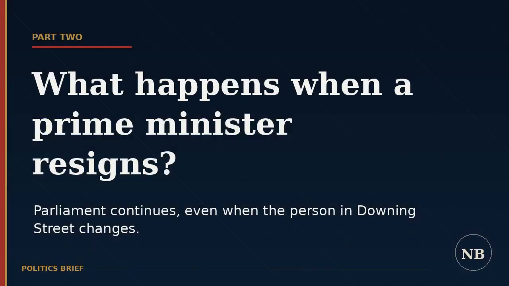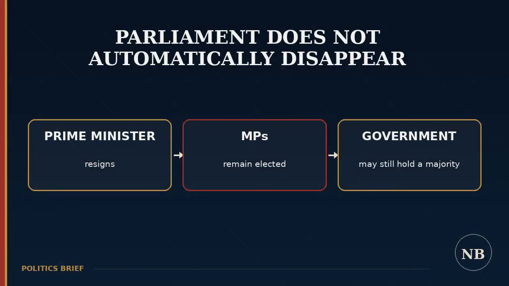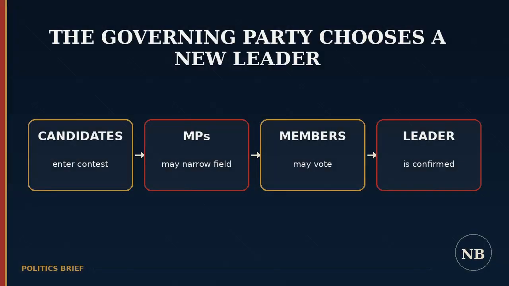MPs may narrow the field of candidates. Party members may then vote. In some circumstances, only one candidate remains and becomes leader without a wider ballot. Once the successor has been clearly identified, the outgoing Prime Minister formally tenders their resignation to the monarch. The monarch then appoints the person best placed to command the confidence of the House of Commons.